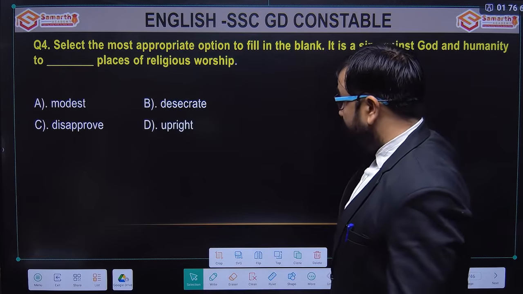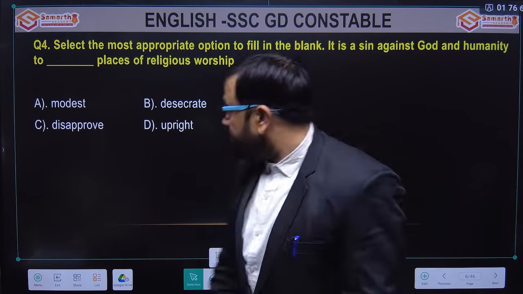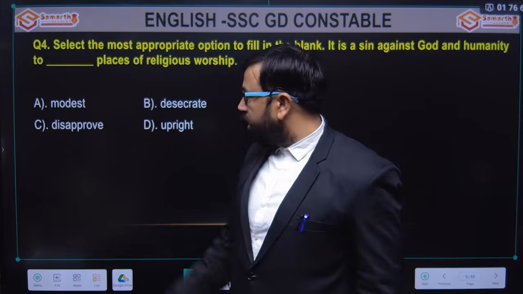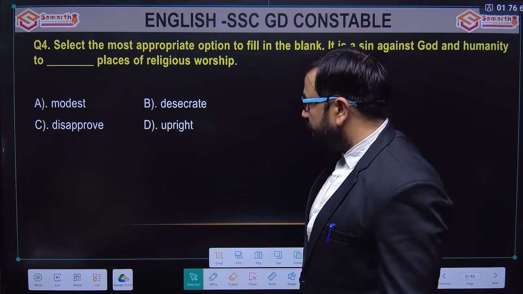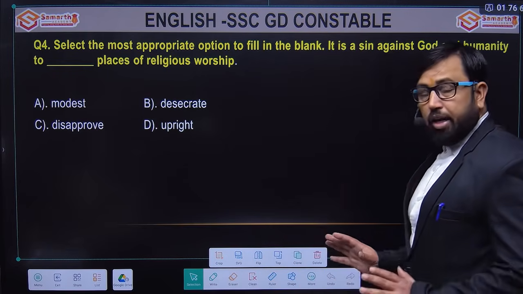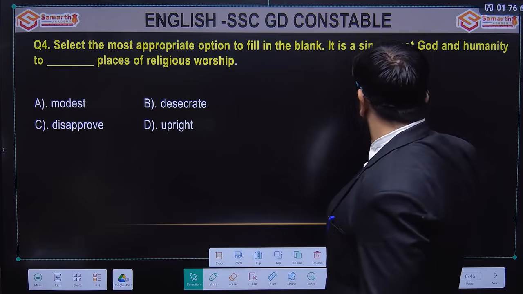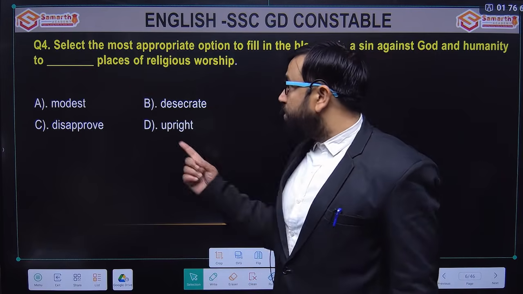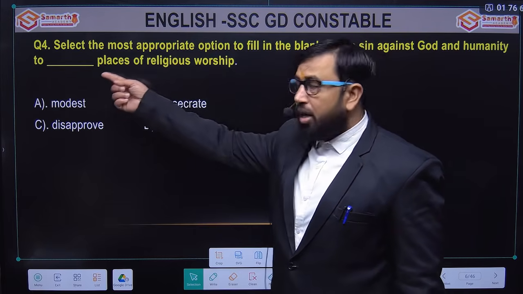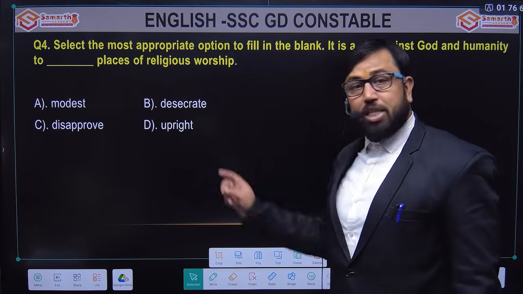Options are modest, desecrate, disapprove, upright. Modest is not a verb, okay, so very quickly we can rule that out, modest cannot come. The options are desecrate, disapprove or upright. The answer is quite straightforward, but still when you know the meaning, it becomes easier. It is a sin against God and humanity to dash places of religious worship. To dash religious places would be a sin, okay. So option B is desecrate.